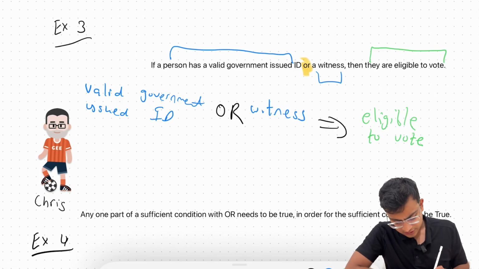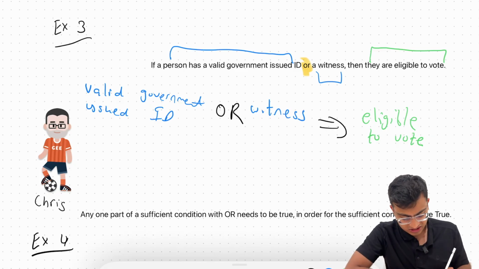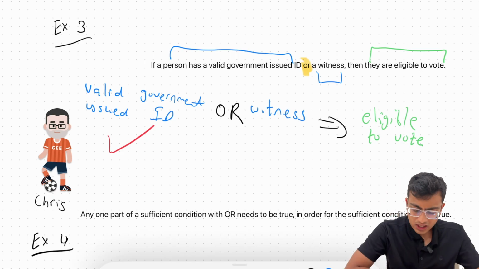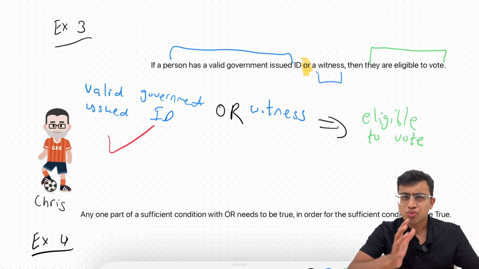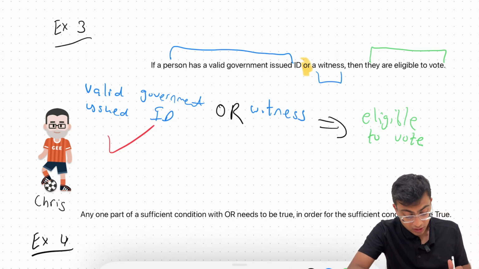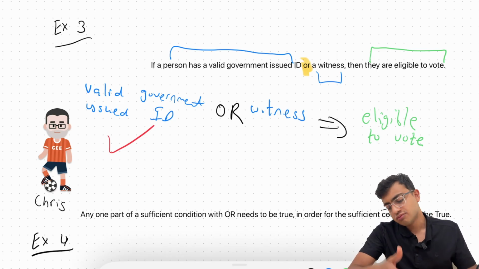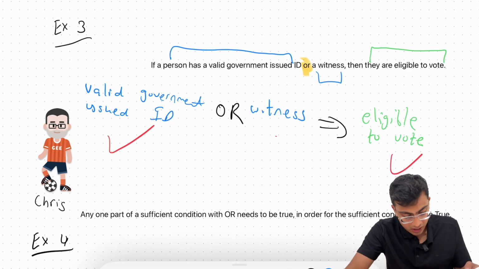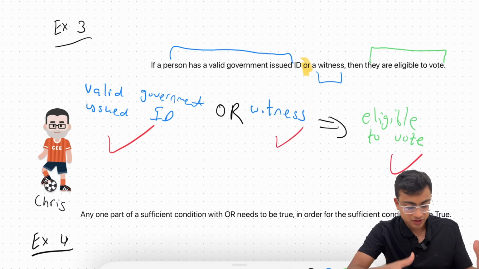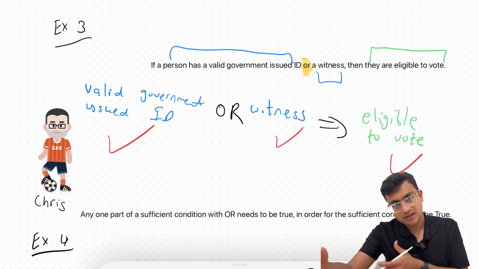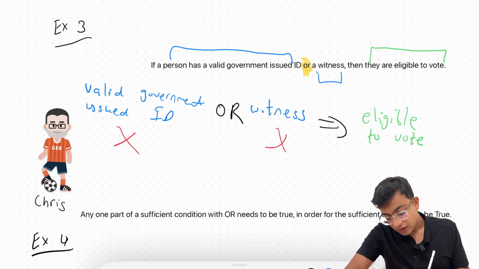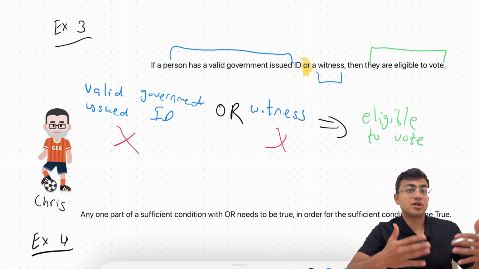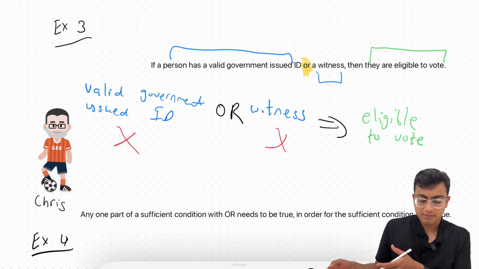And Chris comes and tells you, "I have a valid government-issued ID." Let's use red for this. Well, in this case, for an or statement to be true, you only need at least one part to be true. So yes, if he has a valid government-issued ID, the sufficient condition becomes true, and the necessary condition follows. He may have both. That's still fine. The sufficient condition still remains true, and the necessary condition follows. And if he says, "I don't have an ID and I don't have any witnesses," the sufficient condition becomes false, and once again, we cannot conclude anything about the necessary condition.